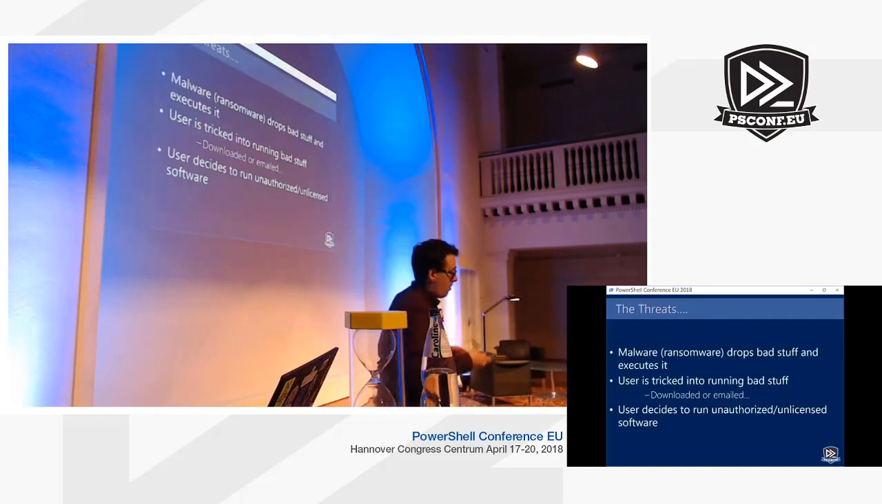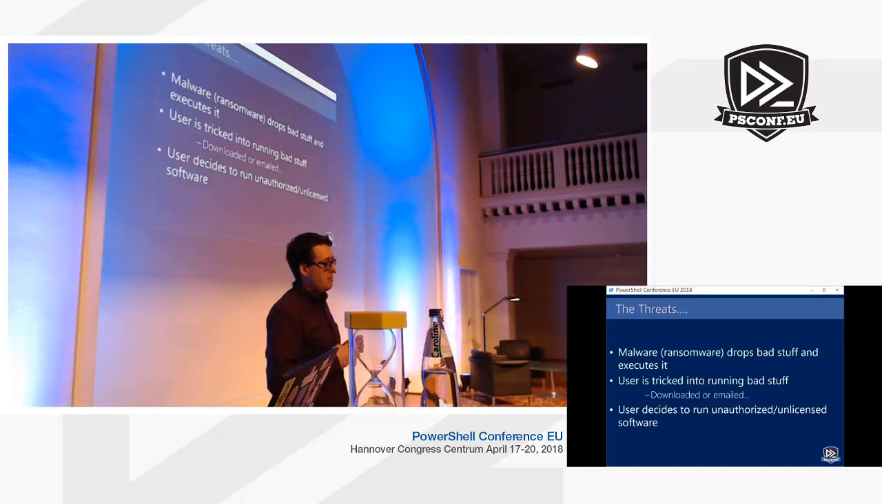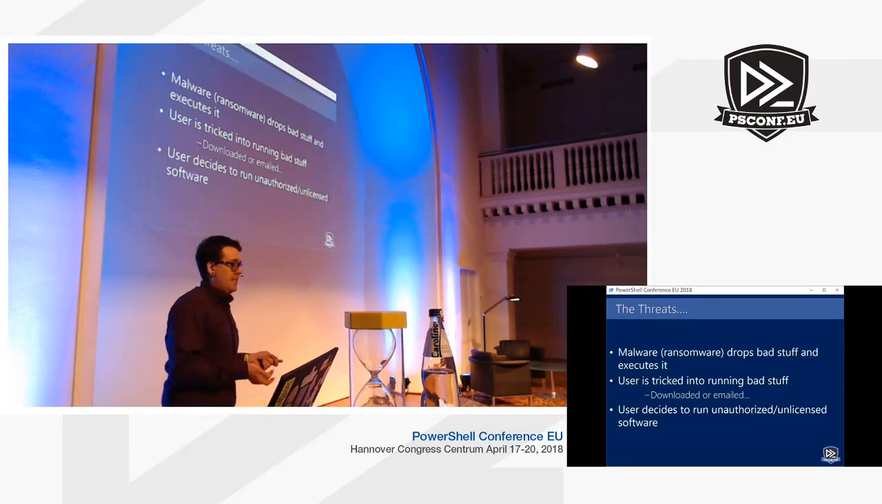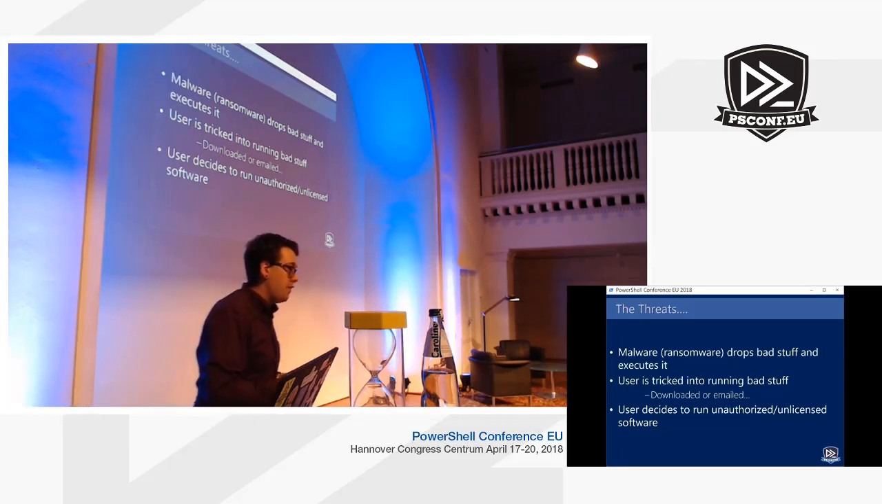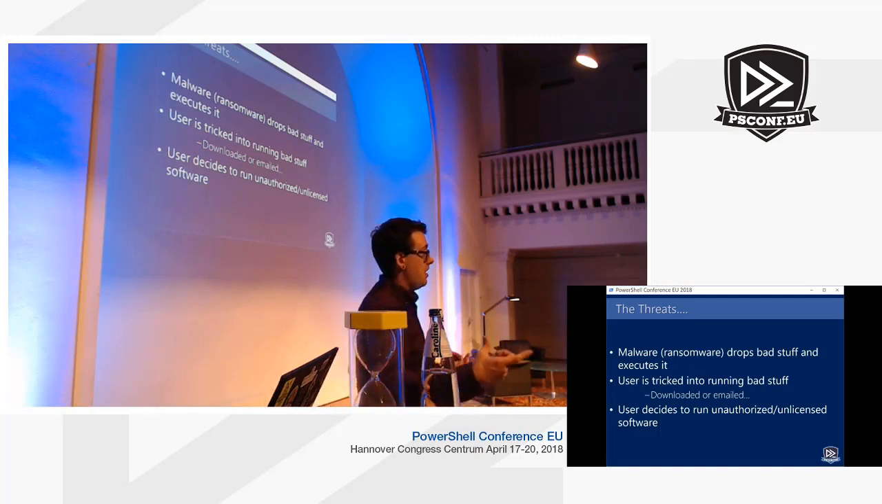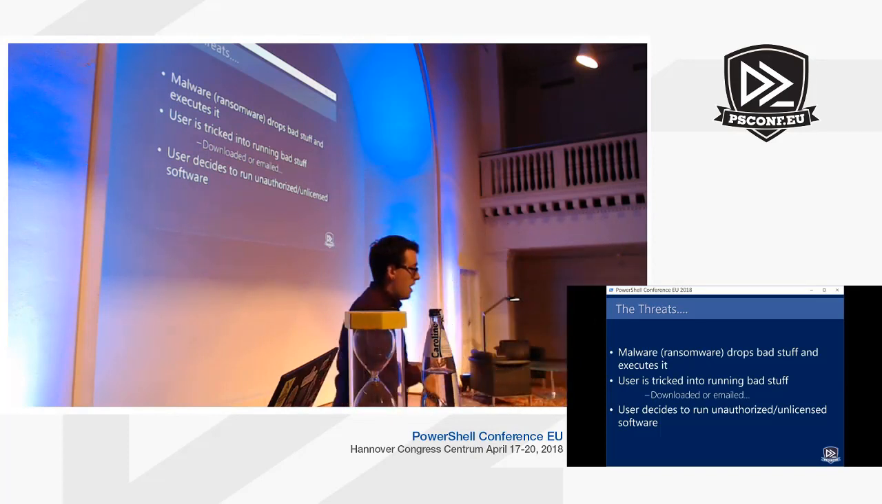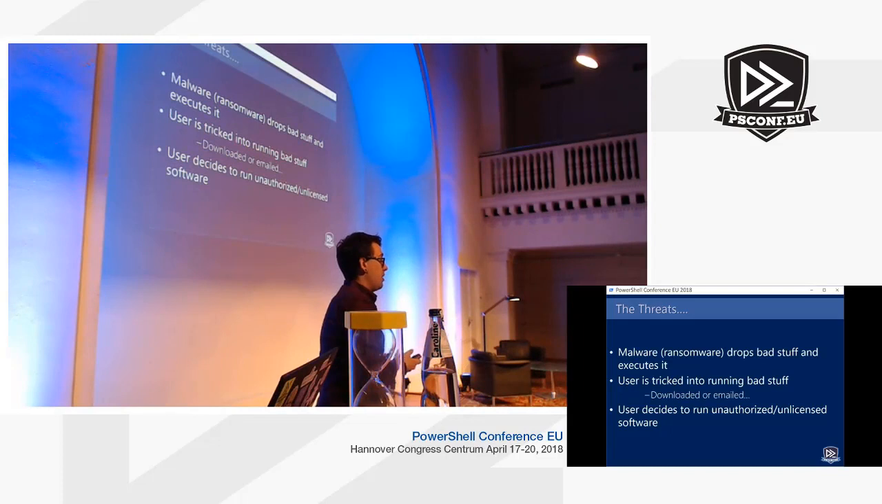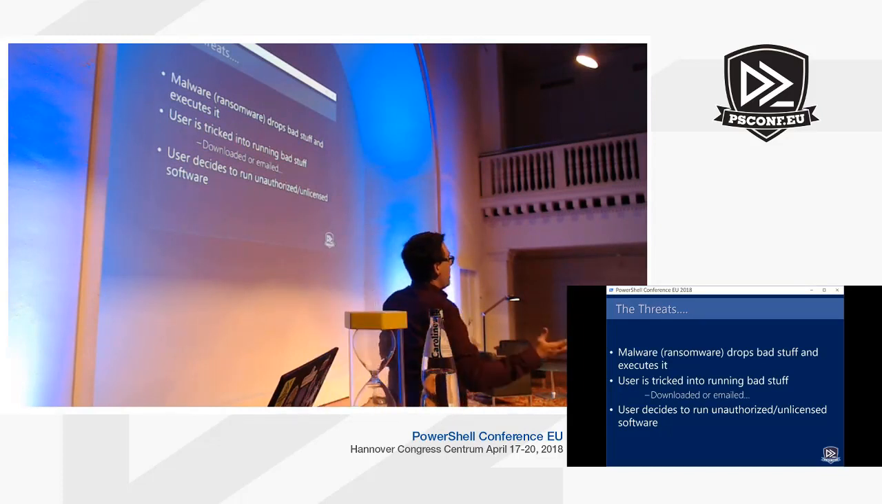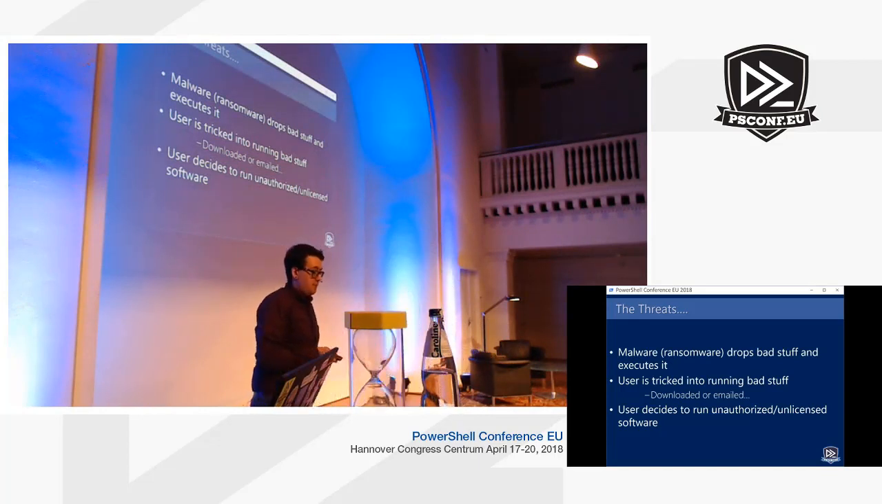So what is actually AppLocker? I will give you a very brief introduction if you don't know about it. What are the threats? The threats are malware, ransomware, which you don't know about, USB sticks, if you have seen our talks, USB sticks which are actually no USB sticks, which do very crazy things. Then the typical one, spear phishing, emails, downloading something you don't want to download, and unauthorized and unlicensed software. This is actually a very big one.